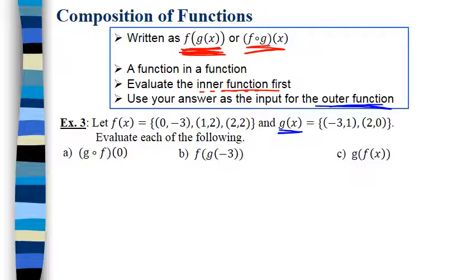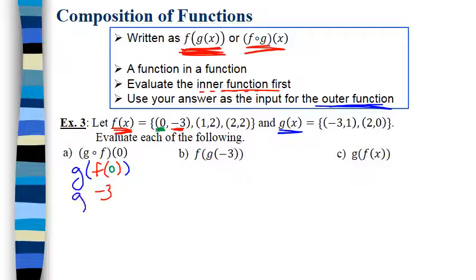Okay, so if we have these two relations, f of x and g of x, if we're going to do g of f of x, that means we're going to take whatever we get from f of x and put it into g of x. And so this is telling us to put 0 into f of x first. So if we put in 0, the input for 0 on f of x is going to get us a negative 3 out. So f of 0 is equal to negative 3.